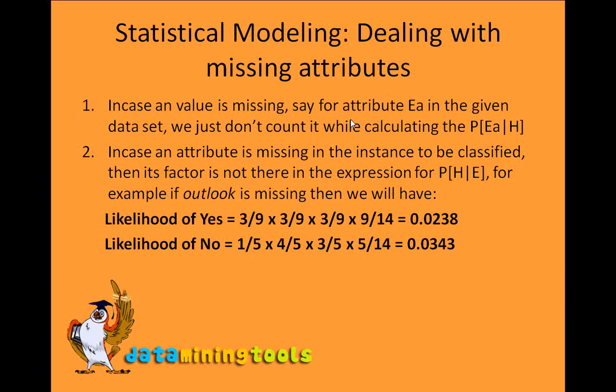In case our unclassified instance has a missing value for a particular attribute, what do we do? For example, consider that in our unclassified instance, the outlook value is missing. When we are calculating the likelihood of yes and the likelihood of no, we don't include the fraction for the outlook attribute, and the rest of the procedure remains the same. The rest of the fractions remain the same. We just don't include the outlook fraction. So this is how we deal with missing attributes.